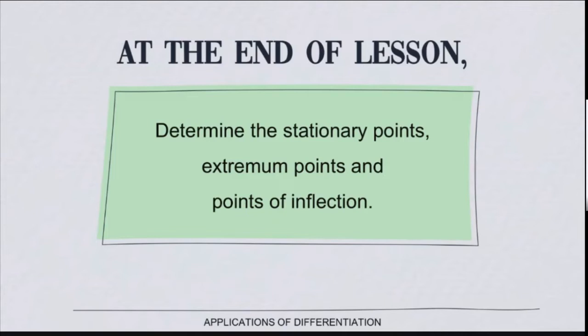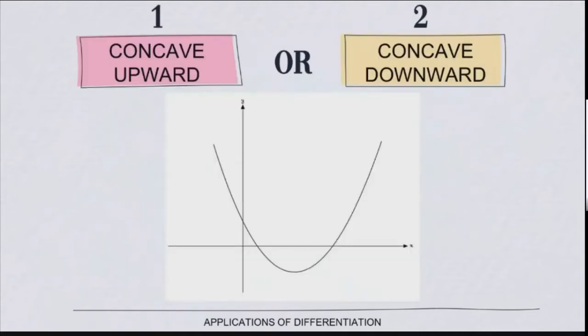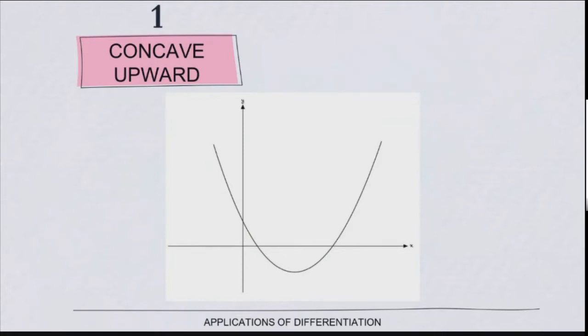So are you ready? The first question is: is the graph concave upward or concave downward? Upward. Okay, let's review the answer. The answer is correct. The graph is concave upward. How do you know it is concave upward? The shape. Yes, correct, because the shape of the graph is smiling.